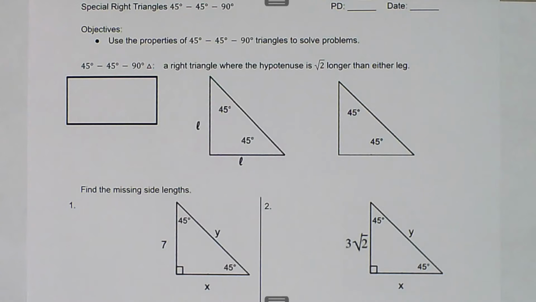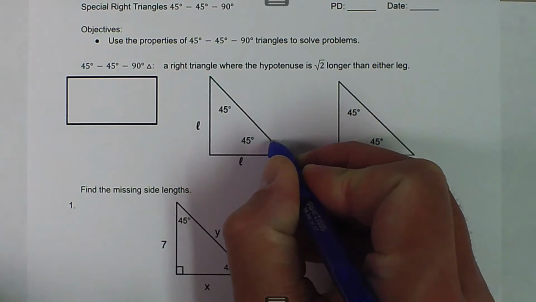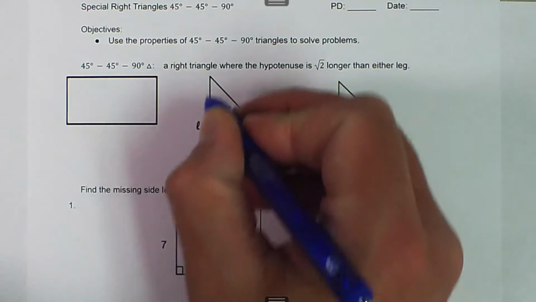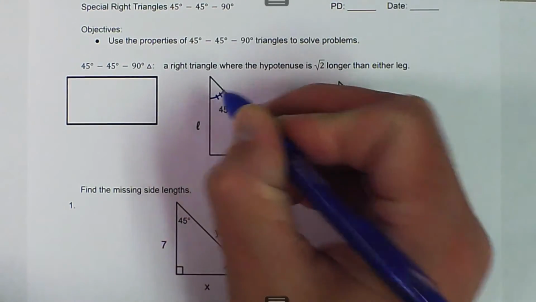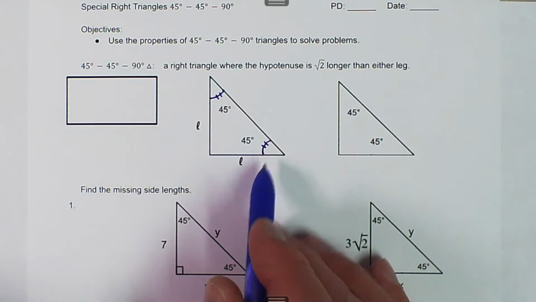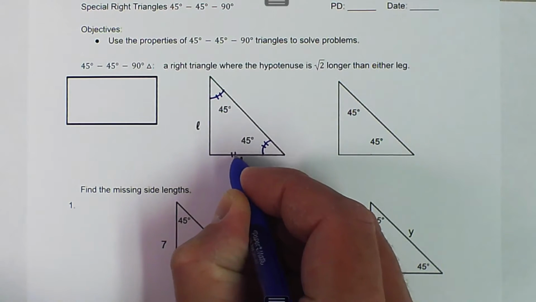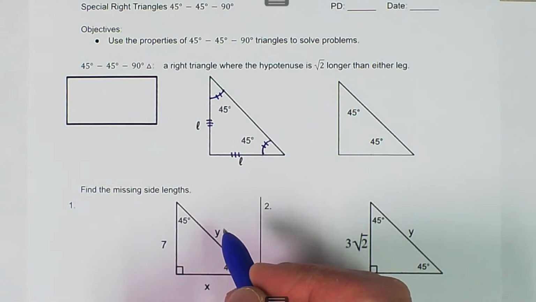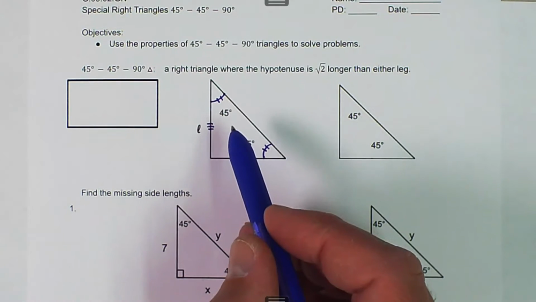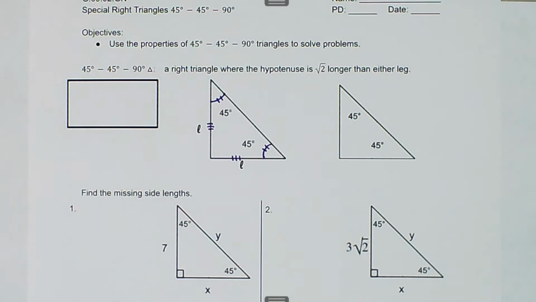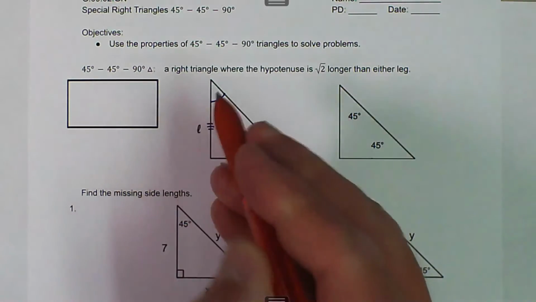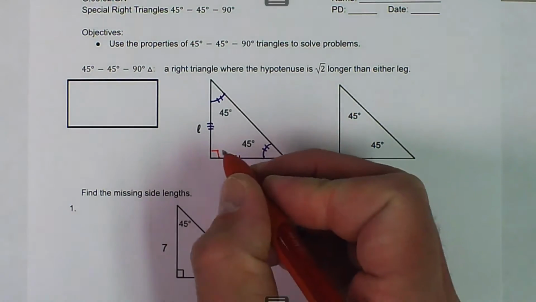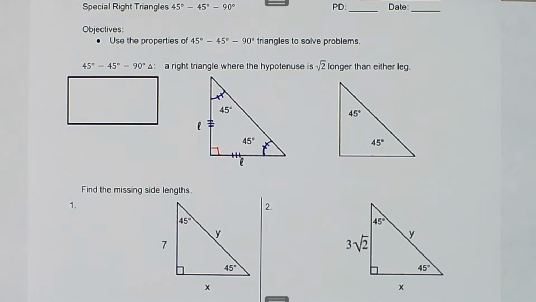Now, some things that we need to remember: because each one of these base angles is 45 degrees, that means that these angles are going to be congruent. So because base angles are congruent, then that means that our legs are also congruent. So L and L are congruent. So that's the 45, 45 part. Then we have the 90 part. The 90 part says that this angle between the legs is 90 degrees.